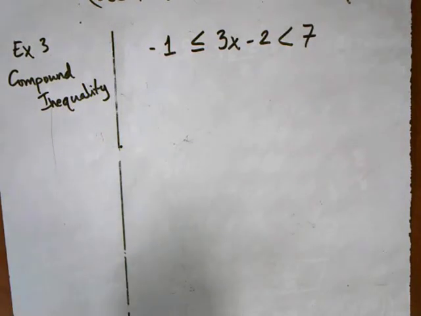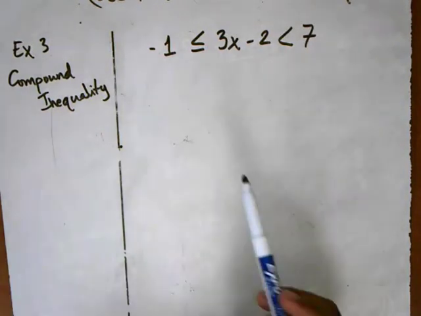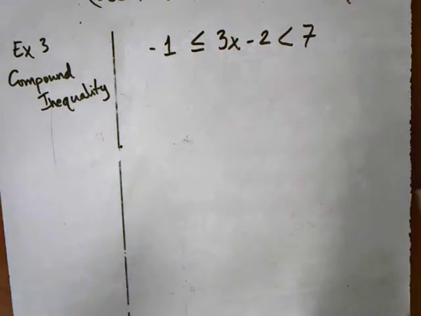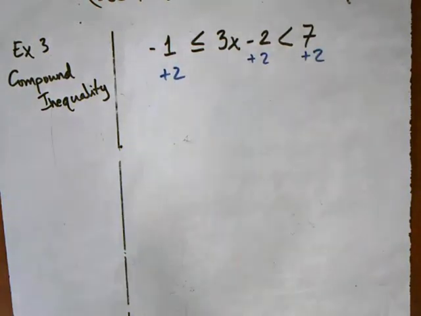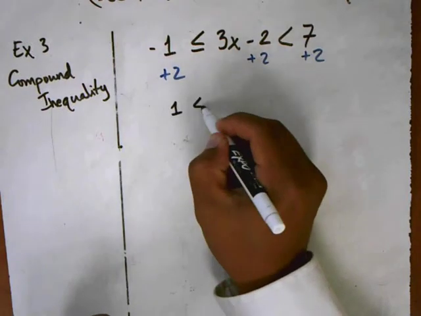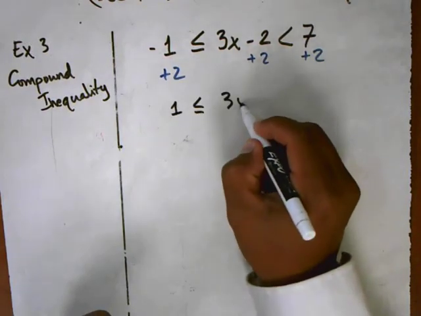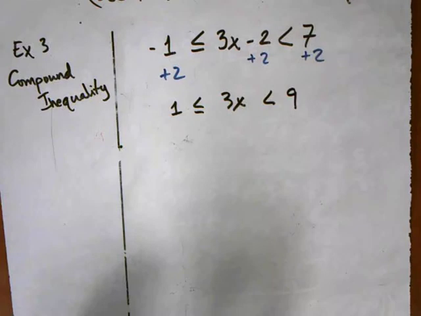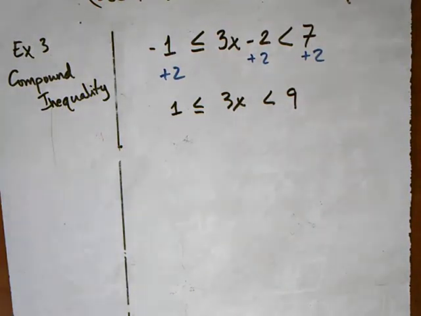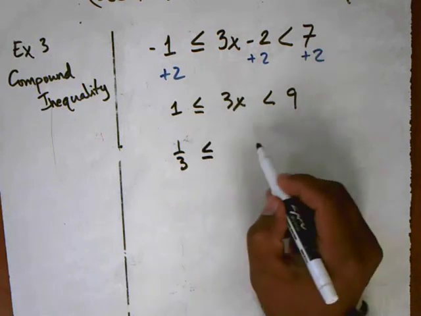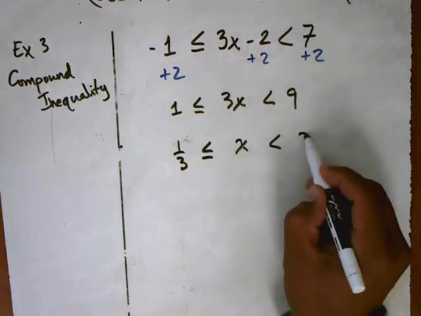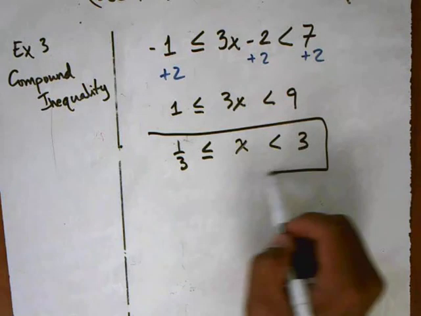Whereas with an equation we talk about left side and right side, here we talk about left, middle, and right, and whatever we do to one part of it, we do to all of it. So I'm going to add 2 to every part. And this gives me 1 is less than or equal to 3x, which is less than 9. And then divide everything by 3. So you get 1/3 is less than or equal to x, which is less than 3. Okay? And this is your final answer.